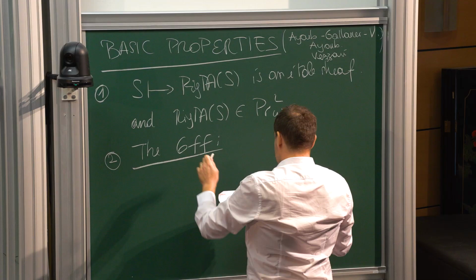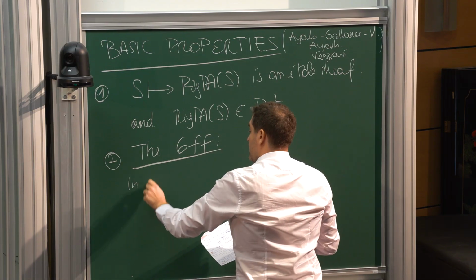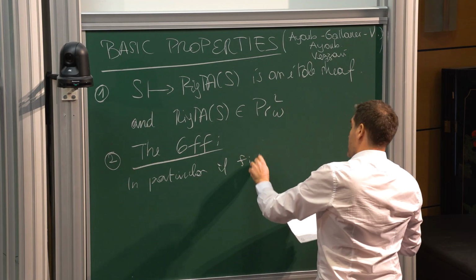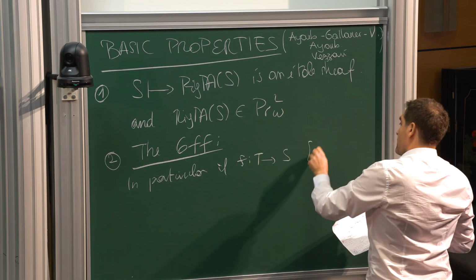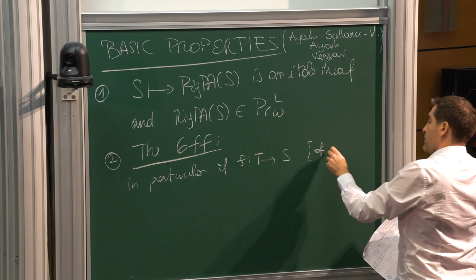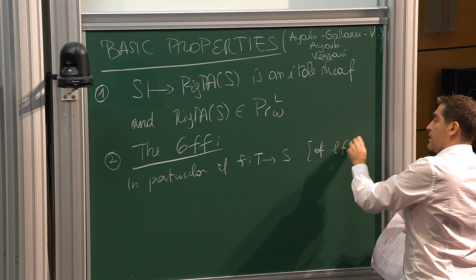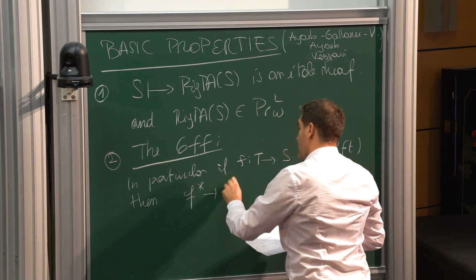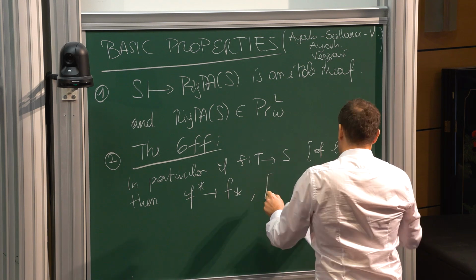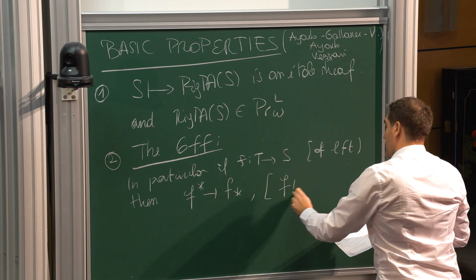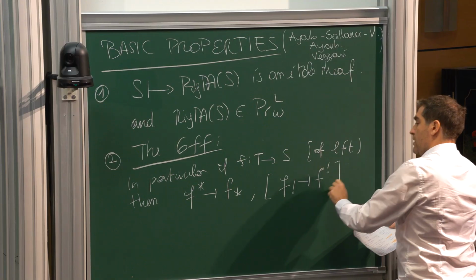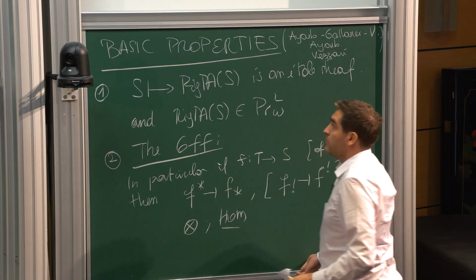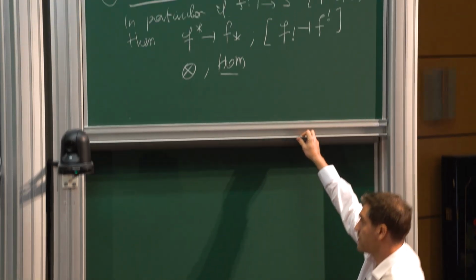Now the six-functor formalism, so in particular, if f is a map from T to S, and maybe I can even assume that it is of locally finite type, then you have functors f upper star and f lower star, and in case it is locally finite type, you can even have the exceptional ones. You have tensor products, and you have the inner Hom with the usual properties they satisfy.